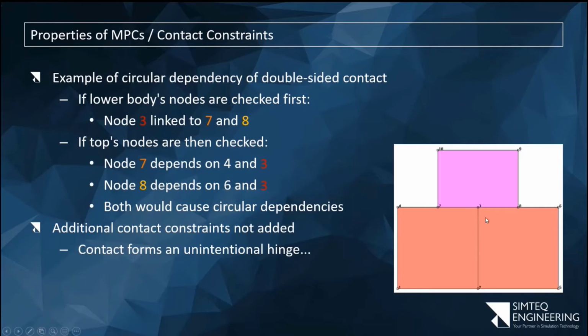If in the same case, I swap them around, so my contact from the top to the bottom, I only have this pair because that face is already linked to that face and to this face through this node and that node. So effectively, I don't need to check from there up again because that node's motion is already defined by the face above it.